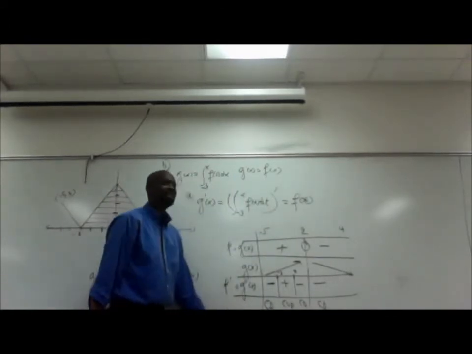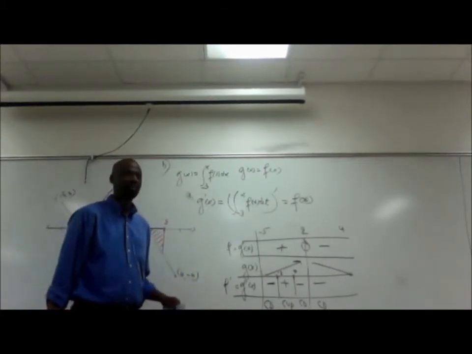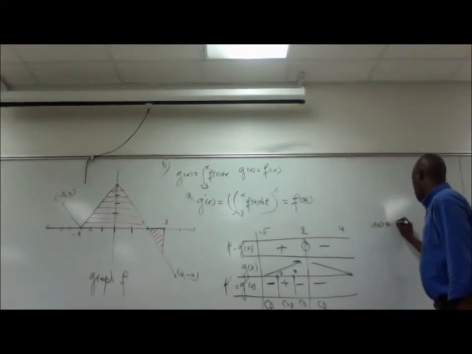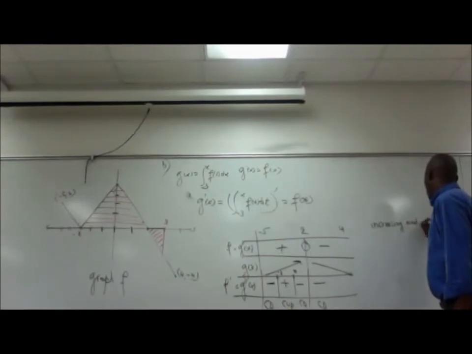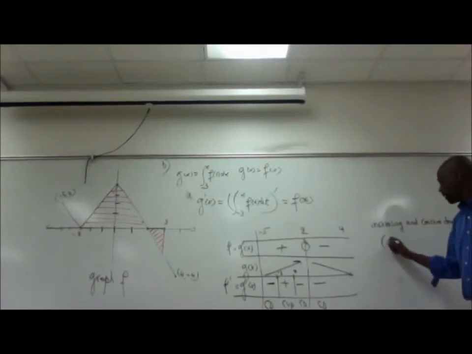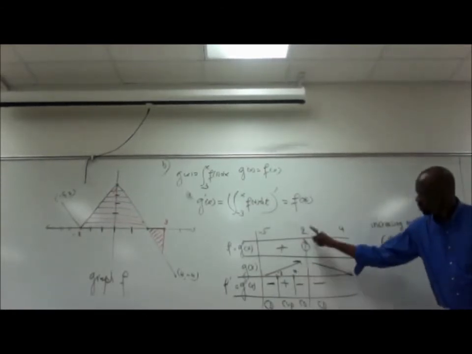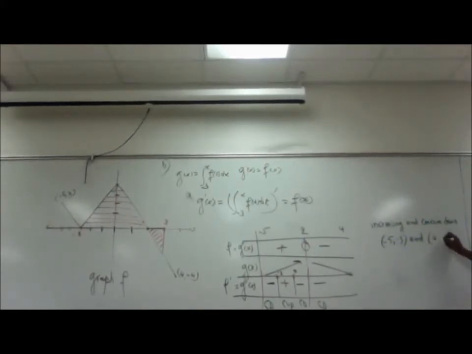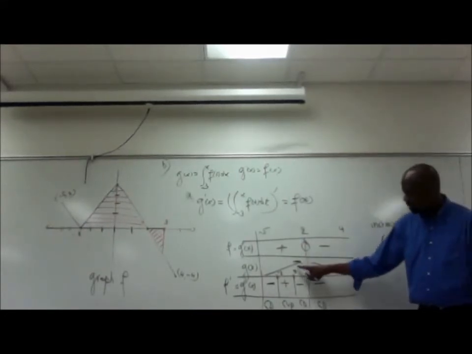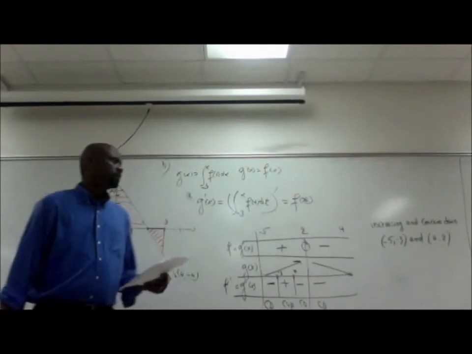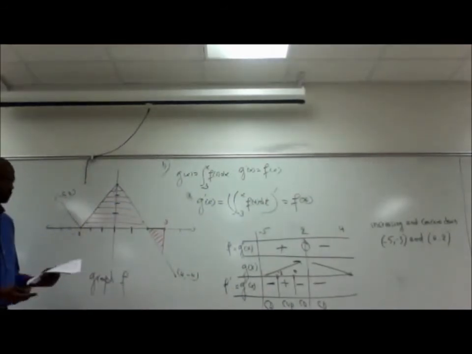Now tell me, where is it increasing and concave down? Increasing and concave down: -5 to -3, and 0 to 2. Why would it be 0 to 2 if it's negative? Because this increasing here is concave down right here.